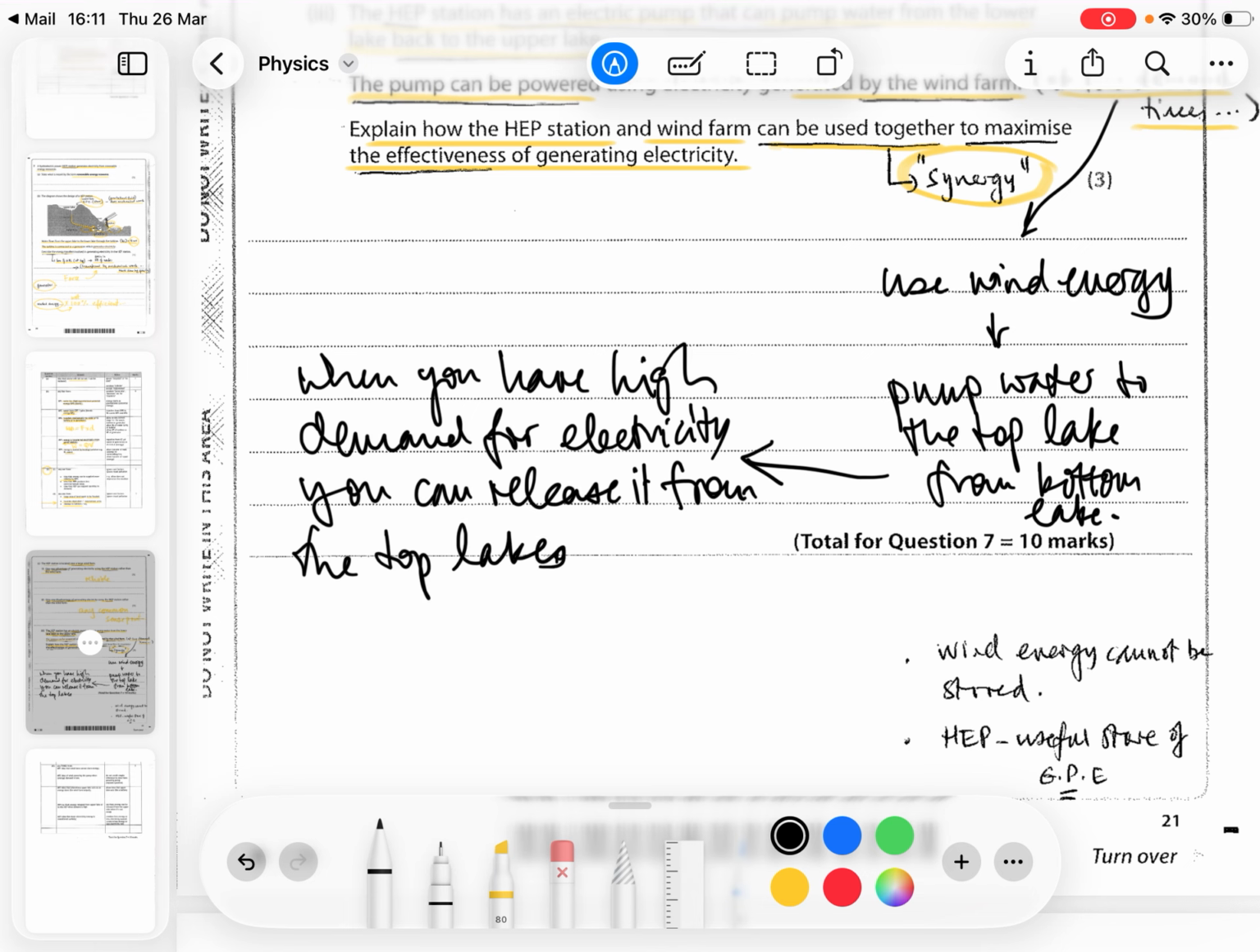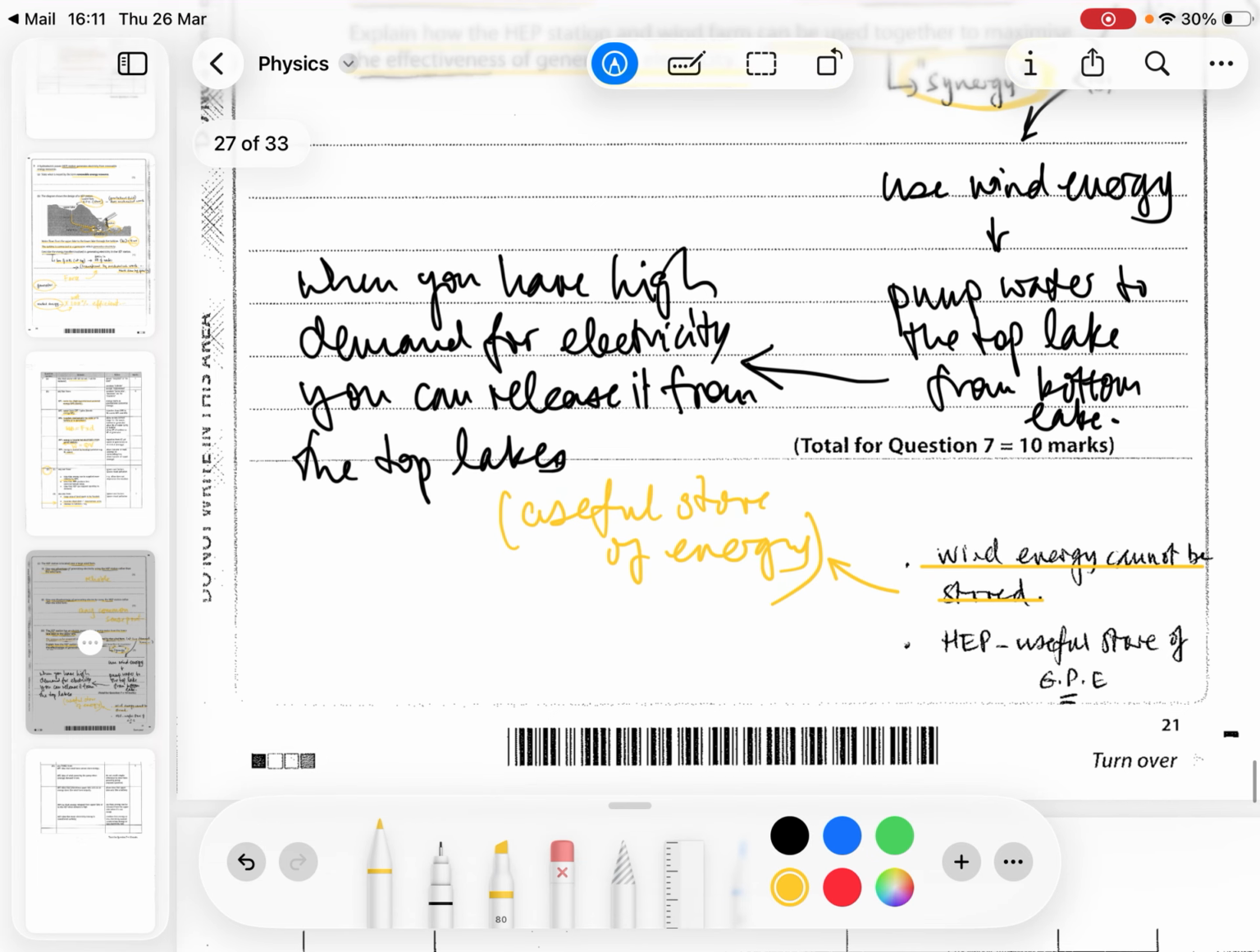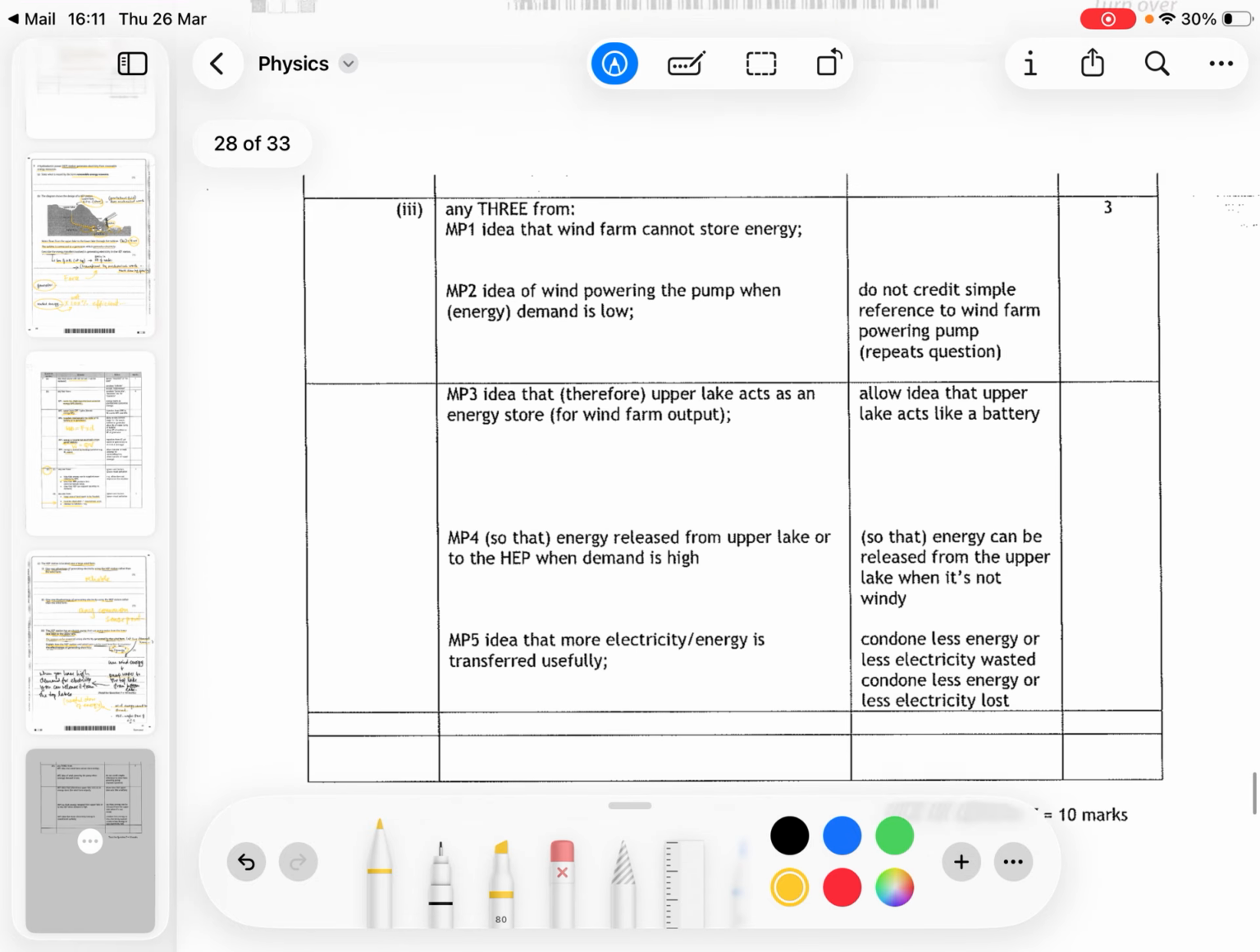Because wind energy can't be stored, it's good when you've got it to be able to pump it up, and then you've got a useful store of energy which you can use on demand. Yeah? So wind energy can't be stored, but the water can be stored using gravity. And the pump allows you to do that. And if the wind is giving you free energy to run the pump, then you can get the best of both worlds. Let's have a look.